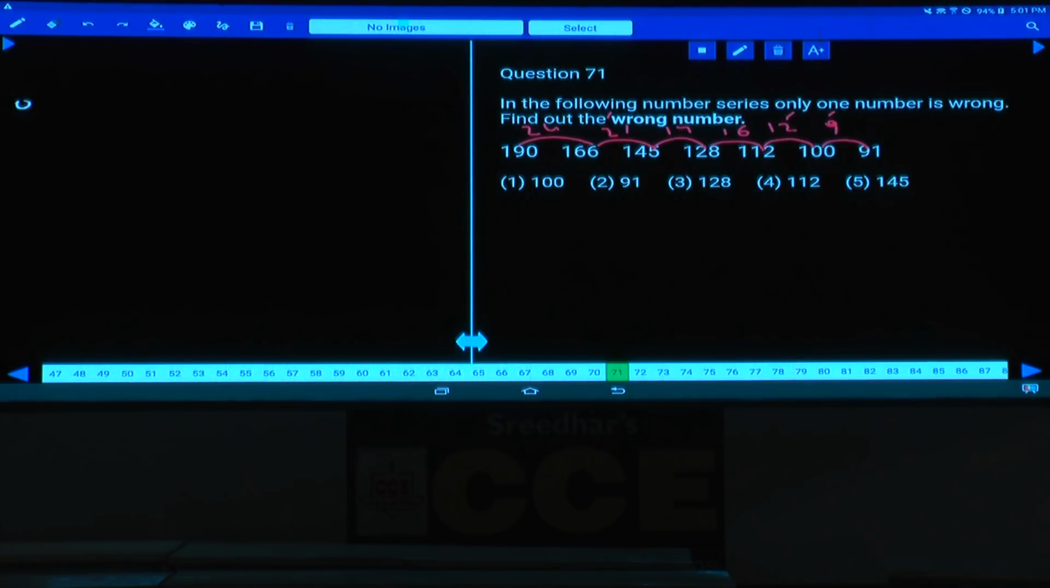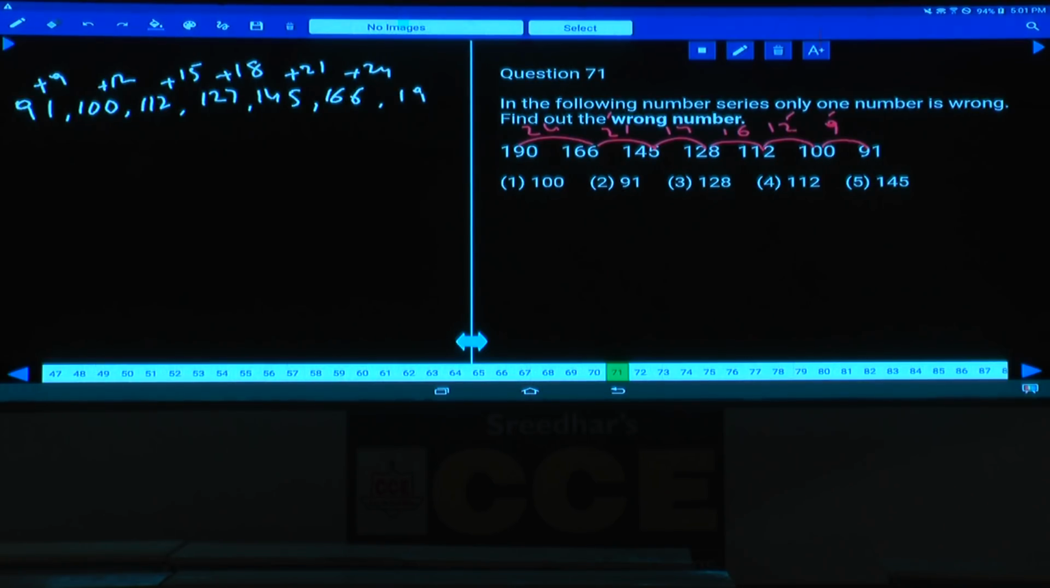That is, 91 plus 9 is 100. And 100 plus 12 is 112. Next one must be 15. 112 plus 15 is 127. And 127 plus 18 is 145. 145 plus 21 is 166. And 166 plus 24 is 190. Now check out here, which number is the wrong one? 91, 100, 112 and 128 is the number given.